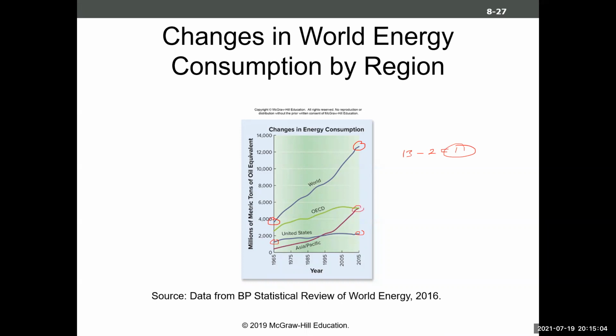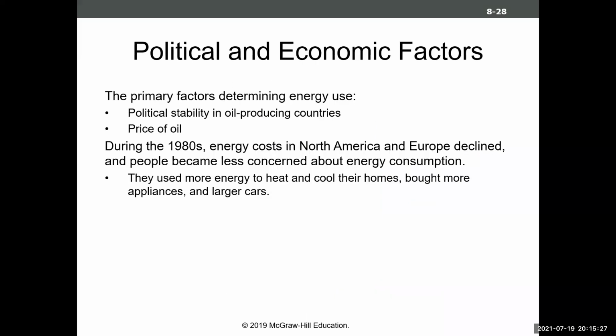Asia Pacific is even larger, so they're about 5,000. So just between these two, right, we're making up, what is that, 7 metric tons out of about 13, 12 and a half. So about half of that energy use is coming from the United States and the Asian Pacific countries. So pretty big energy use.